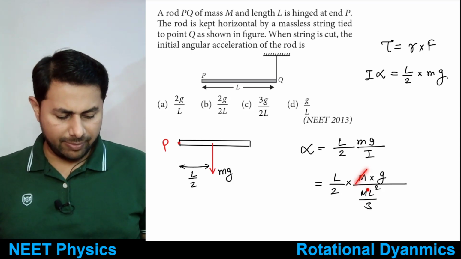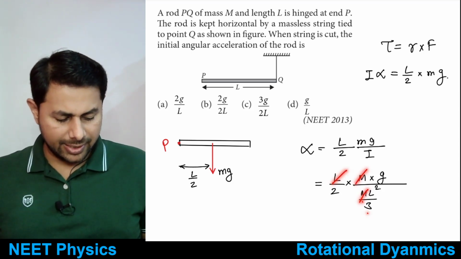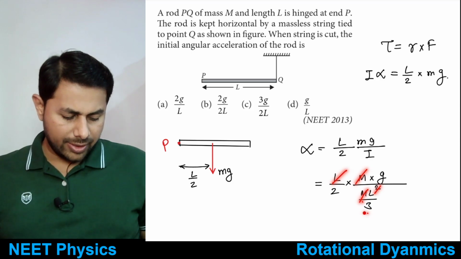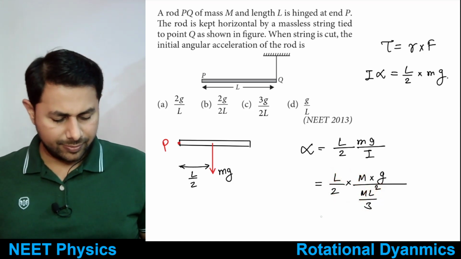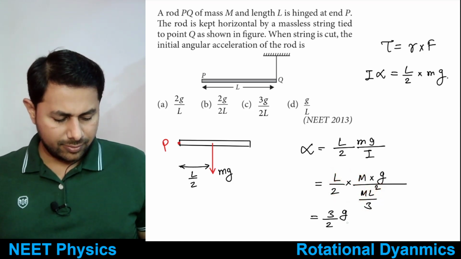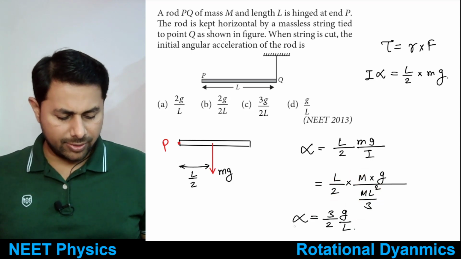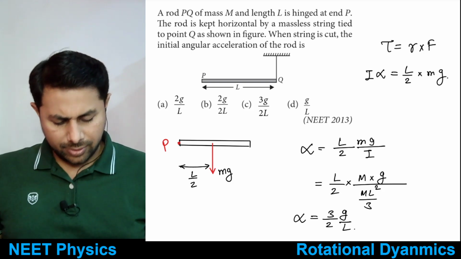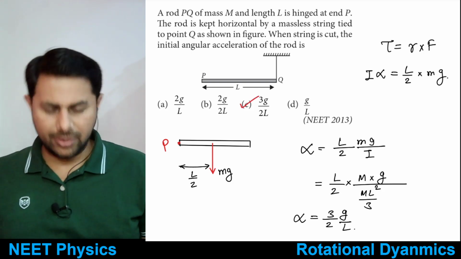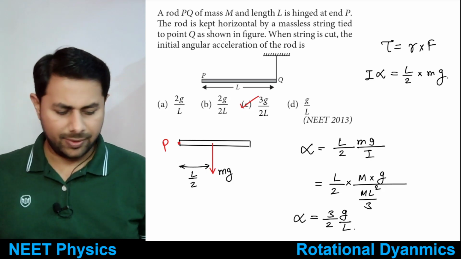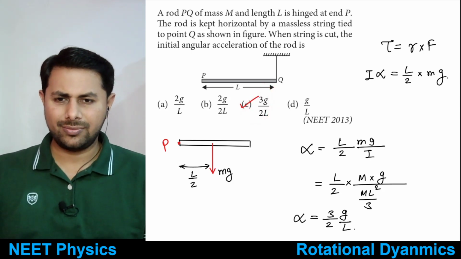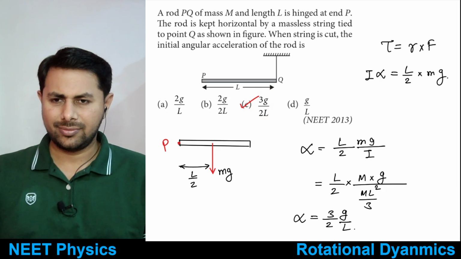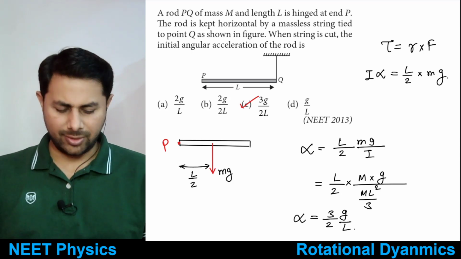So m and m get cancelled, then this L gets cancelled with the square, take 3 in the numerator, so it's 3 by 2 g divided by L. That's the answer. So alpha is equal to 3 by 2 g divided by L. So it is option C. Bhanu said option C, right? Very good. So this is simple. Yes, no? Okay, good.